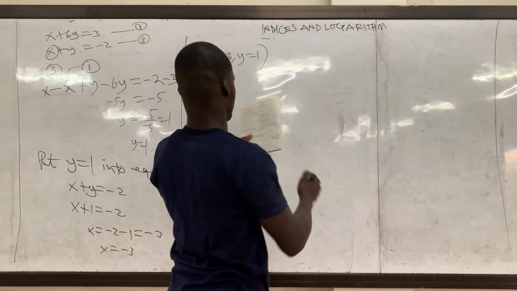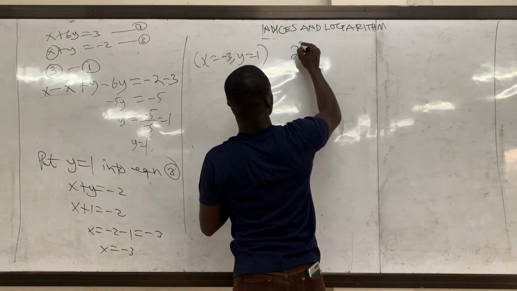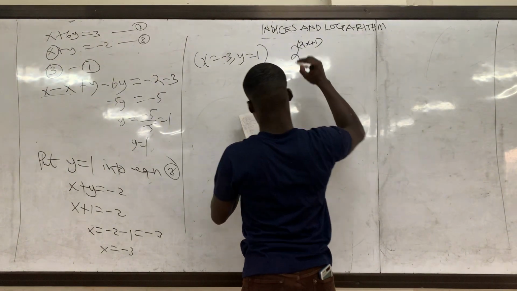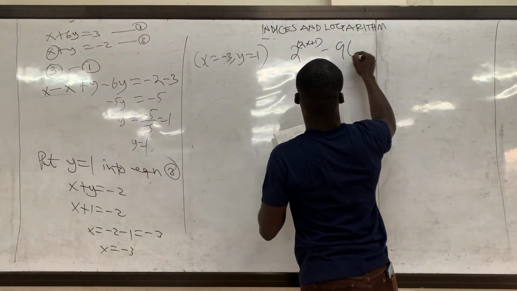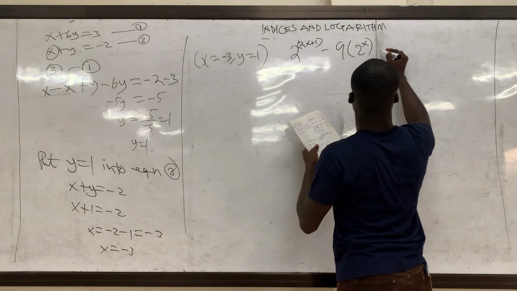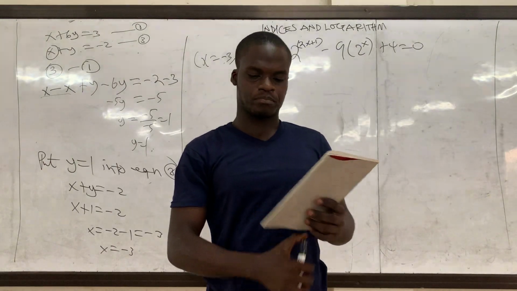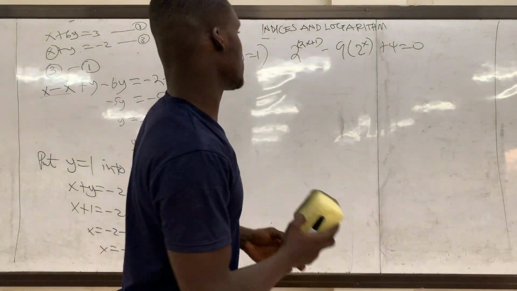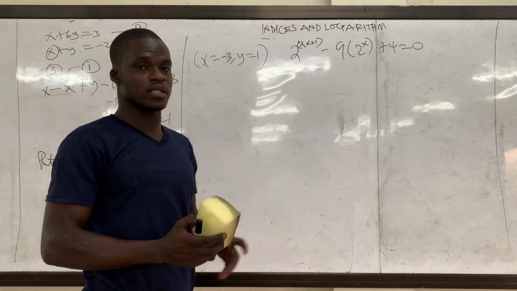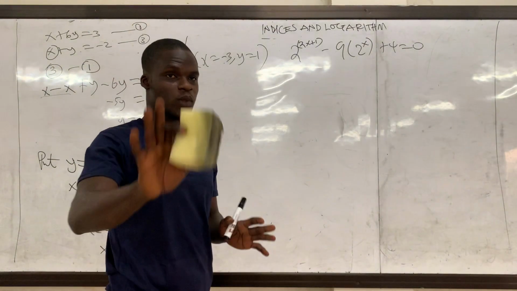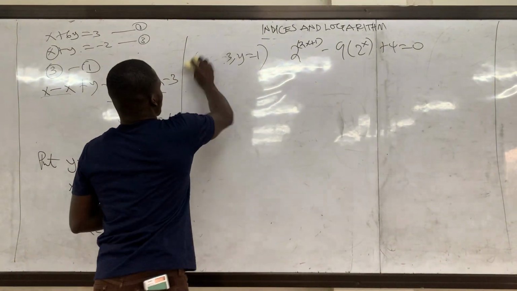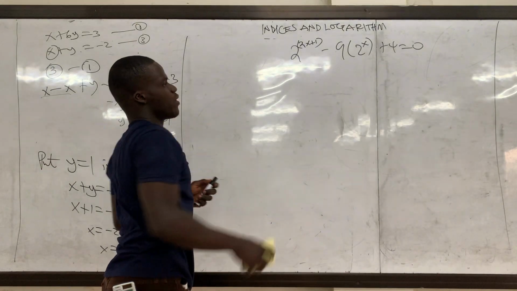So we'll pick a question under a different sector. This is 2 exponent 2x plus 1 minus 9, 2 exponent x plus 4 equals 0. This is another type of indices question which we can solve. It's so easy. Don't worry. Okay, so let's see how we are going to do this.